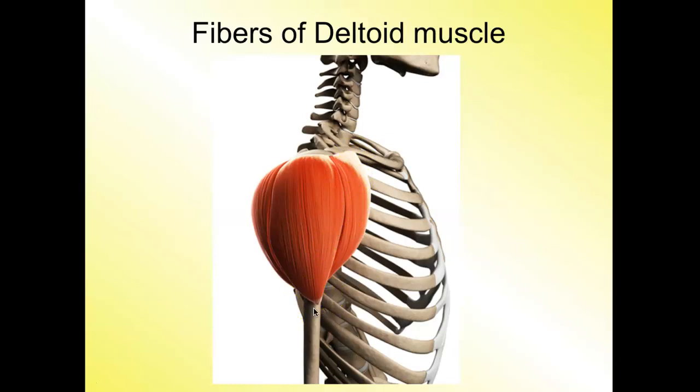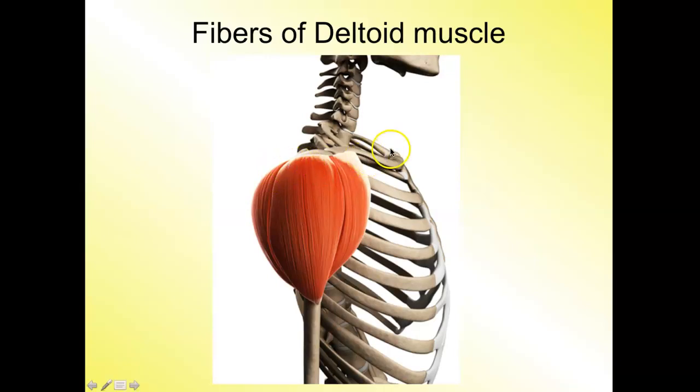And the fibers, you can see in this image that we have anterior fibers, lateral fibers, and posterior fibers. So depending on what fibers you're using, you can move your humerus. This inserts onto the humerus, and so it's going to move the humerus. The action will include the humerus or the arm. If you look at the whole muscle here, if you engage all the fibers, anterior, lateral, and posterior, you are going to abduct the arm. So you're going to lift the arm away from your body.